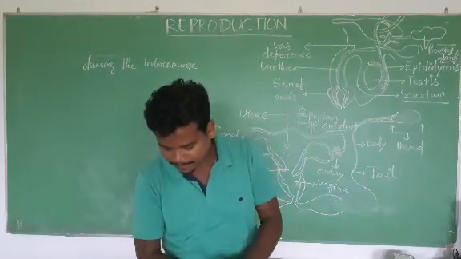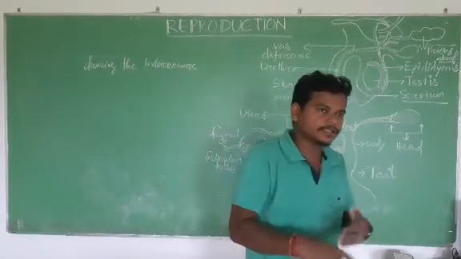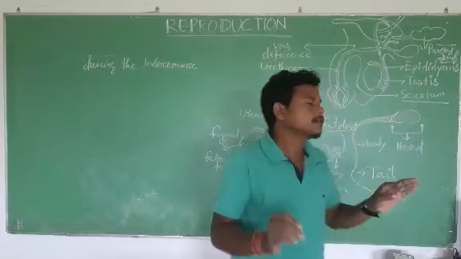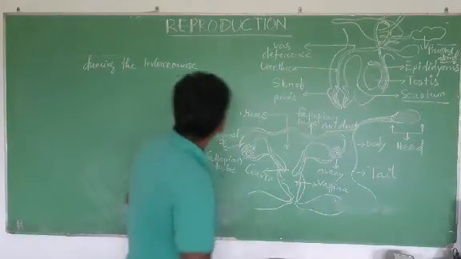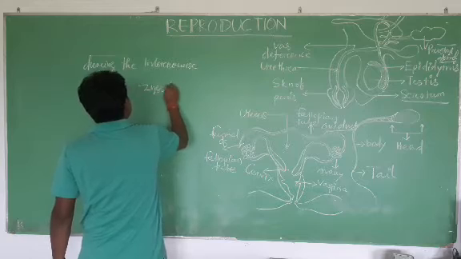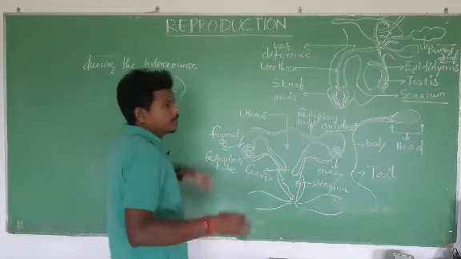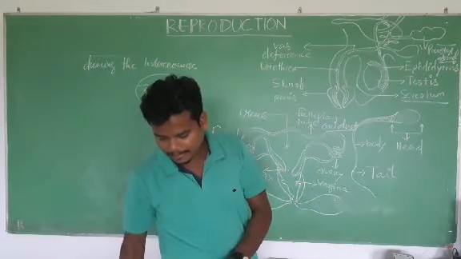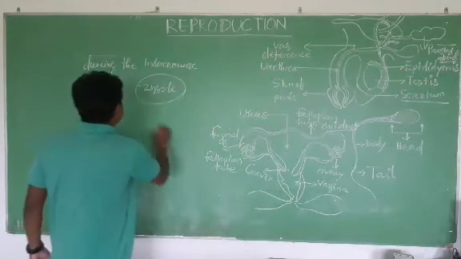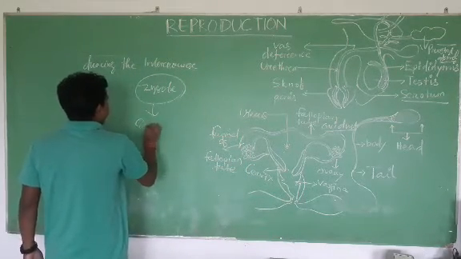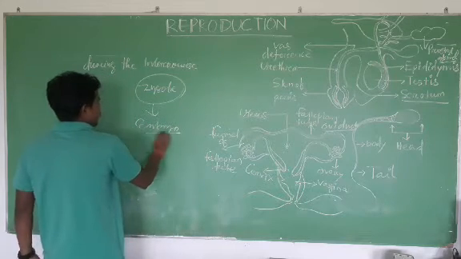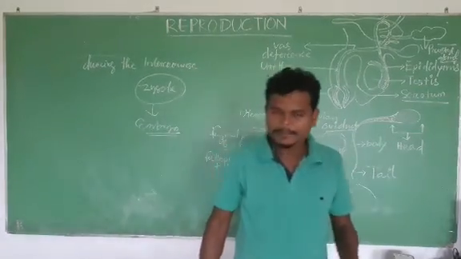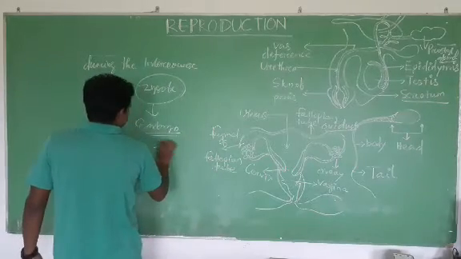After fertilization takes place, the complete cell that is formed is called what? Zygote. I told you that is called zygote. Now this zygote starts dividing gradually and grows into an embryo. Then the embryo again starts dividing into a teeny baby.